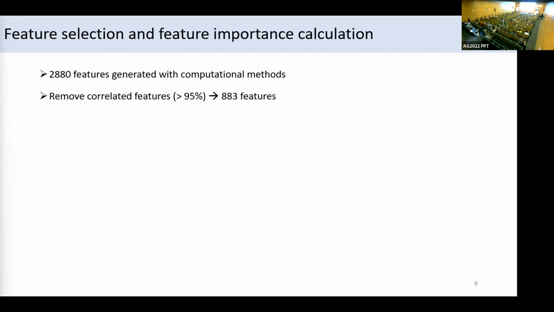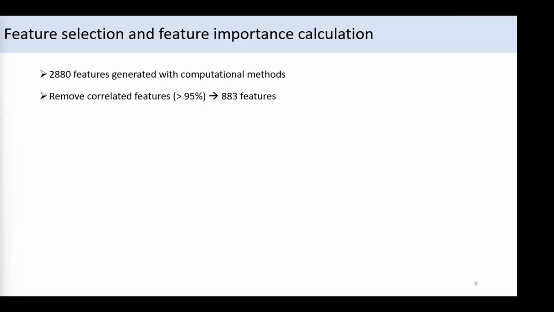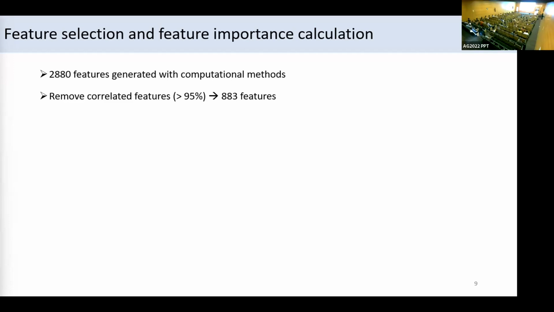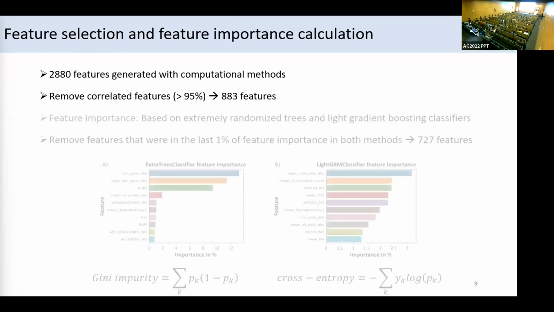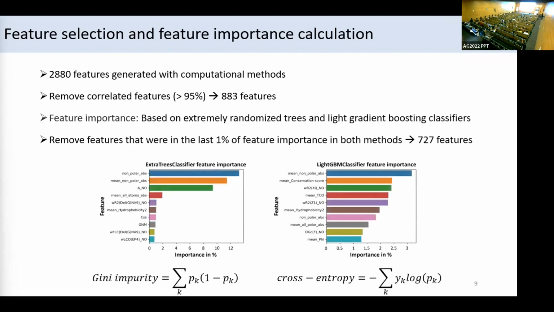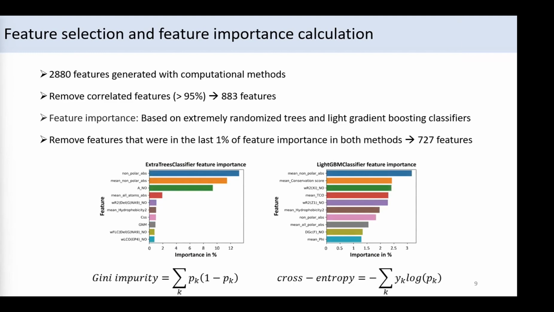totally useless. By removing the correlated features and zero-valued features that Protical generated, we had maybe one third of the initial features. And then we calculated the feature importance using gradient boosting machines and extreme classifier, and we removed those that were totally unimportant.